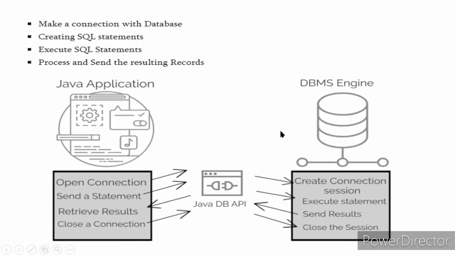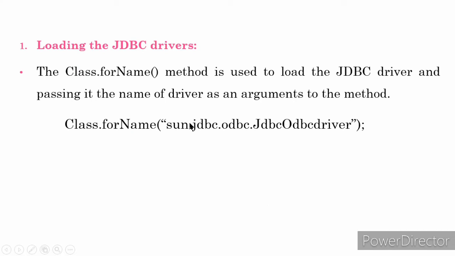This is how the JDBC connection process happens. First we need to make a connection with the database. Next we create SQL statements and execute them. After executing the statements, whatever results we get, we need to process and send back to the Java application. Then we have to close the connection. In detail, how to do that programmatically we will see.